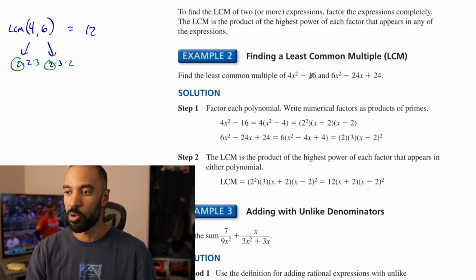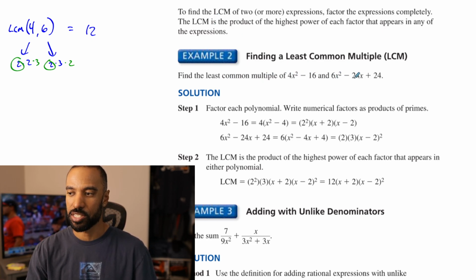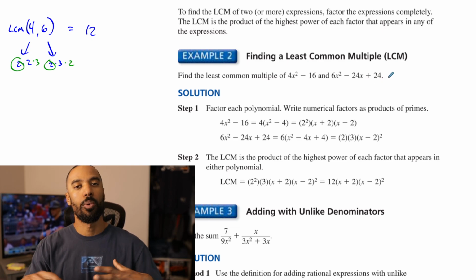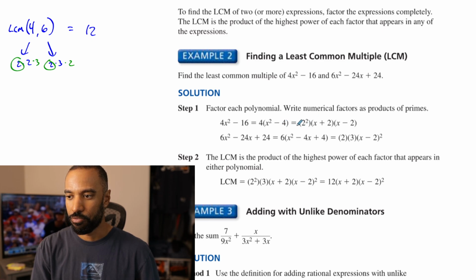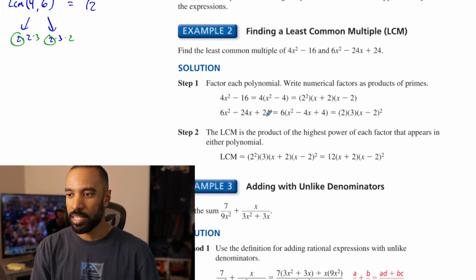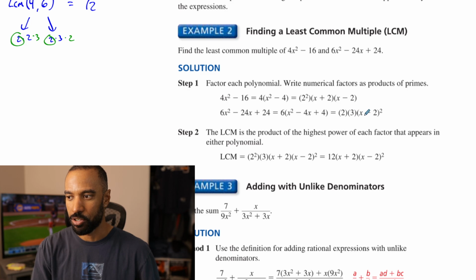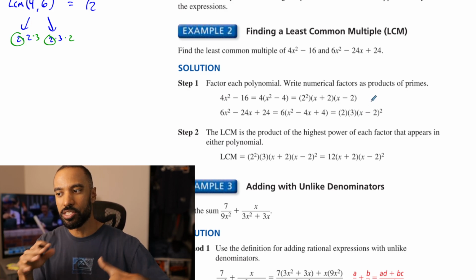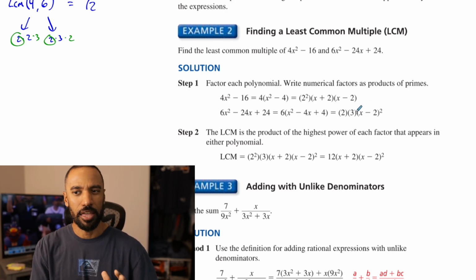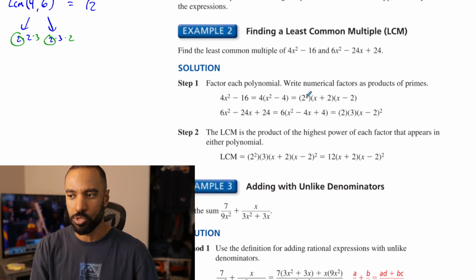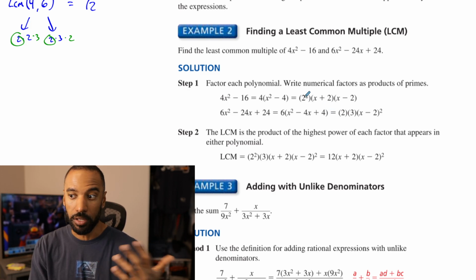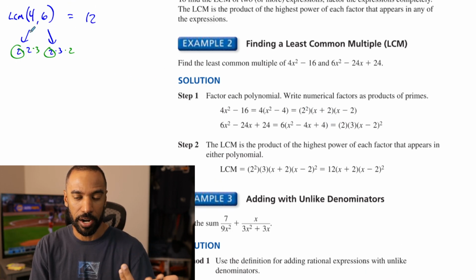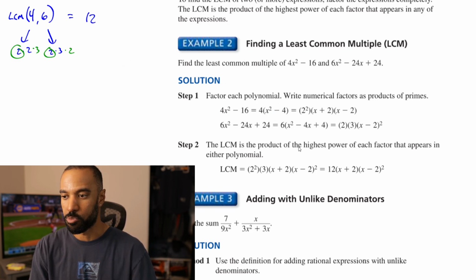It says find the least common multiple of 4x squared minus 16 and 6x squared minus 24x plus 24. Well, if we factor a 4 out here, and then factor this difference of two squares, and here you get a GCF of 6, and you factor this into (x minus 2) quantity squared, you can see what's missing in the other terms. I'm not going to turn 4 into 2 squared or anything like that. I'm just going to leave it as a 4. 4 and 6 share a 2, but one of them is missing a 3 and one of them is missing another 2.